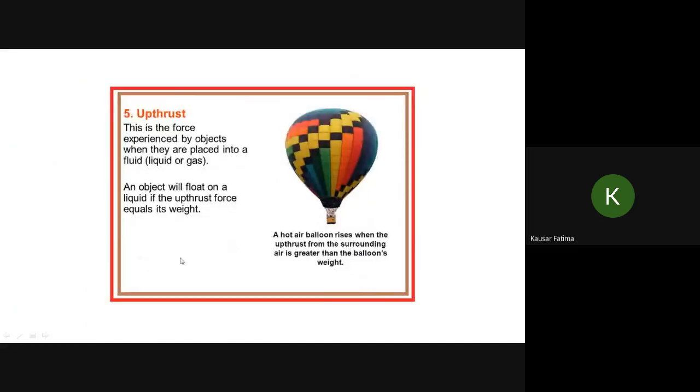Upthrust. That drag force is due to the movement of a body through a liquid or a gas. And upthrust is another force when objects are placed in a liquid or gas fluid. An object will float on a liquid if the upthrust force equals its weight. A hot air balloon rises when the upthrust from the surrounding air is greater than the balloon's weight, so it will move upward.